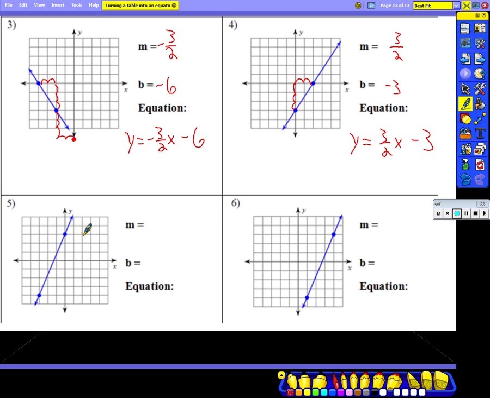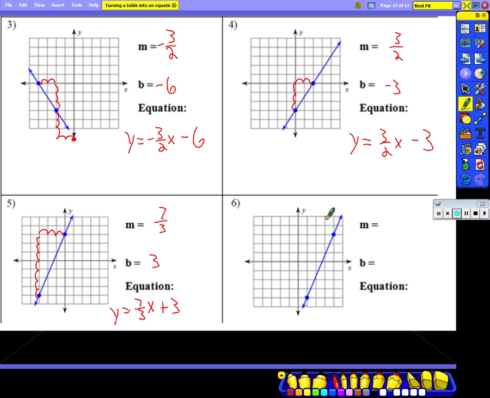Number 5. My slope is going to be 1, 2, 3, 4, 5, 6, 7 over my run 1, 2, 3. And then my y-intercept is going to be 1, 2, 3, positive 3. So my equation is y equals 7 over 3 x plus 3.